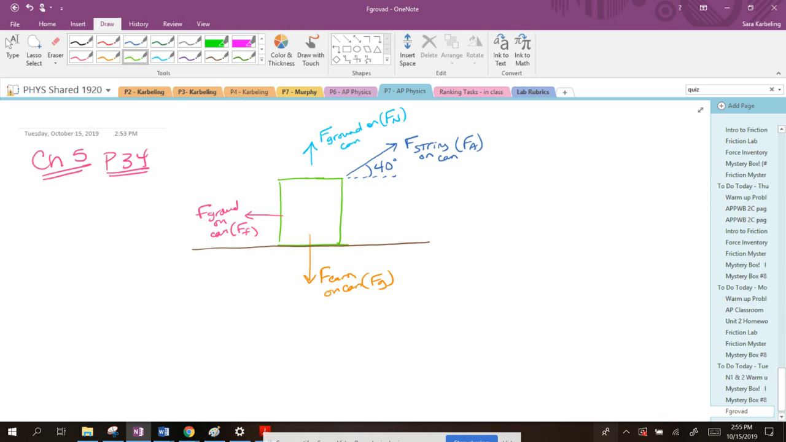Mm-hmm. And you know that FF is going to be mu times Fn, because that's just before it goes, right? Because it's less than or equal to mu Fn. But we're talking about just before it blows, so we're going to be at equals to. So you're going to find normal force, adding these two, and don't forget that one, when you add them up. So this one here, and then the force of the string in the Y direction. And then you've got the force of the string in the X direction.